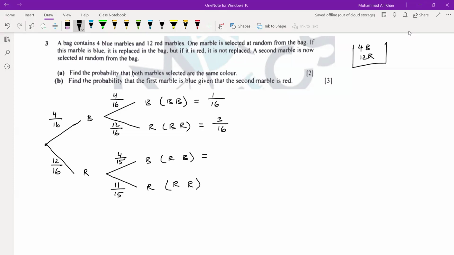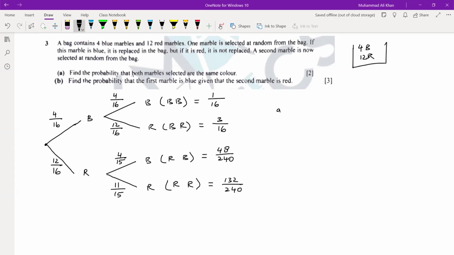The third branch, we have 12 over 16 into 4 over 15. So it will be 48 over 240. And this one will be 132 over 240. After cancellation, you can write in the simplest form.